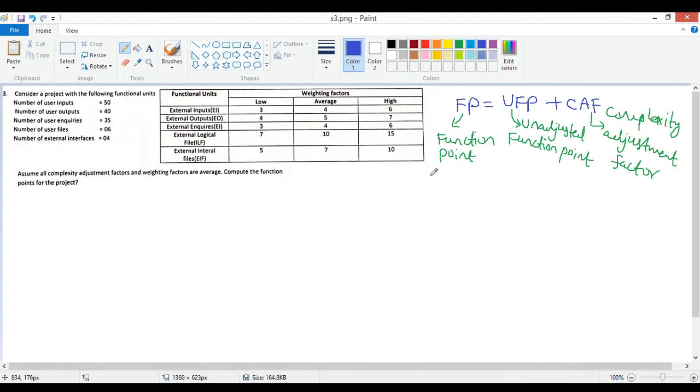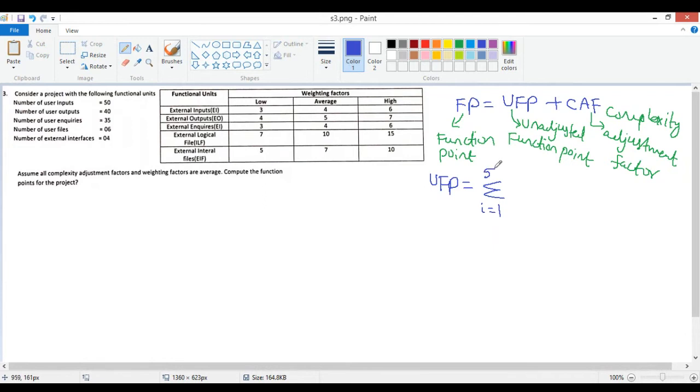Okay. So UFP in turn is nothing but summation of function point units as follows. How do you write it? For example, in a table you have rows and columns. Suppose you have a row. This sigma is talking about i equal to 1 to all the rows. So total how many rows am I having? 1, 2, 3, 4, 5 rows.